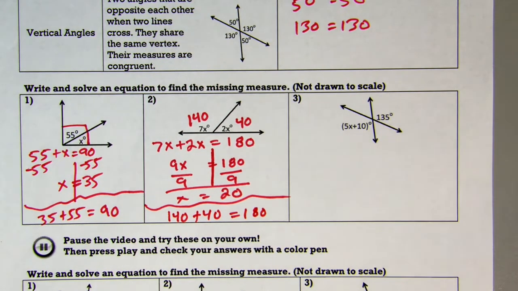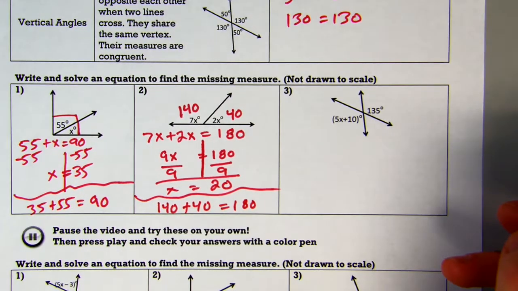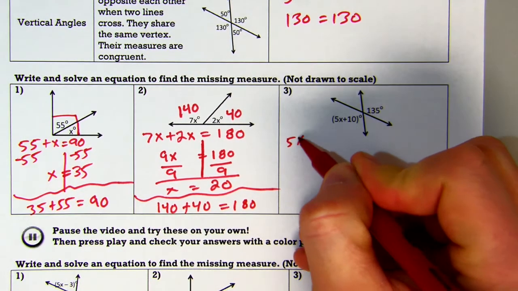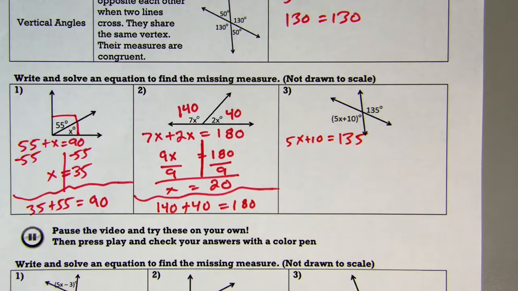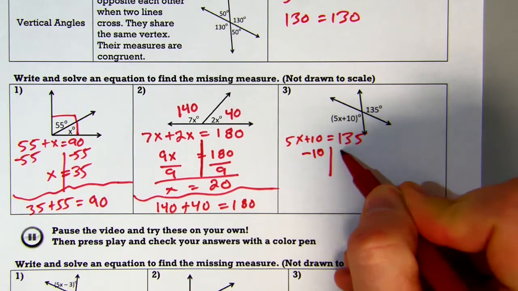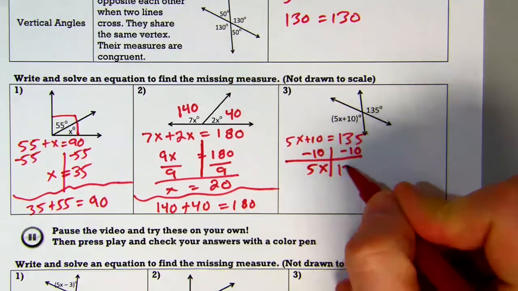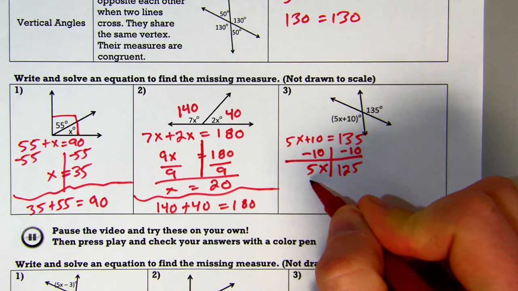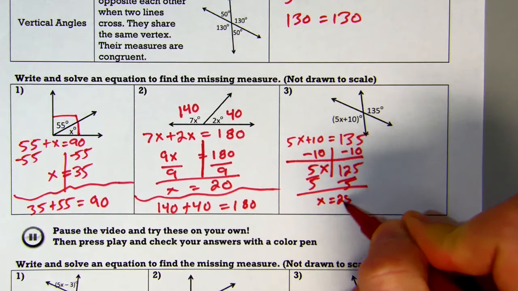Okay. And number 3, I have an example here of vertical angles. I notice that I have two lines that are crossing, and then my angles are on opposite sides. So my equation for this one's going to be 5x plus 10 equals 135, because I know vertical angles equal each other. Go ahead and subtract 10 on both sides. Bring down my 5x. I get 125. Divide by 5. And I get x is equal to 25.